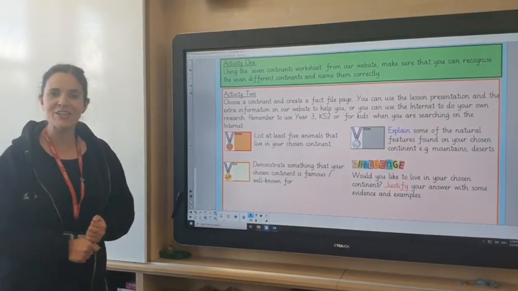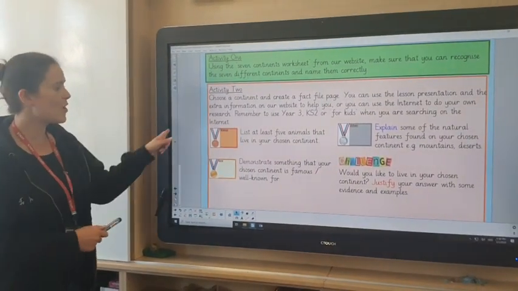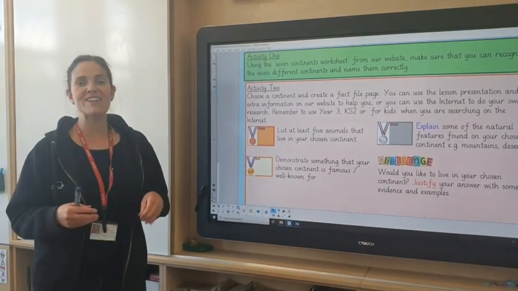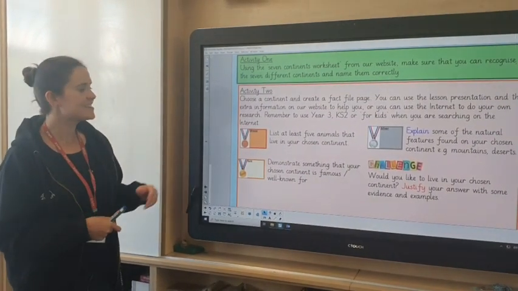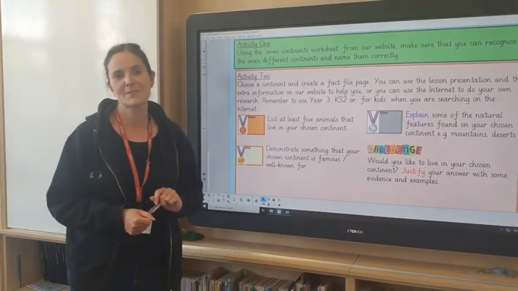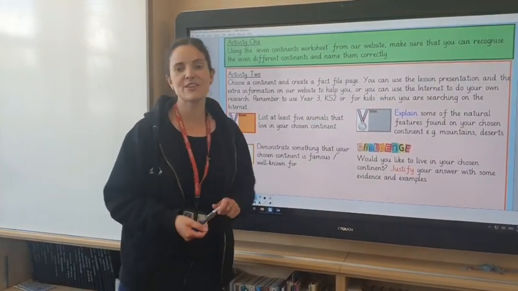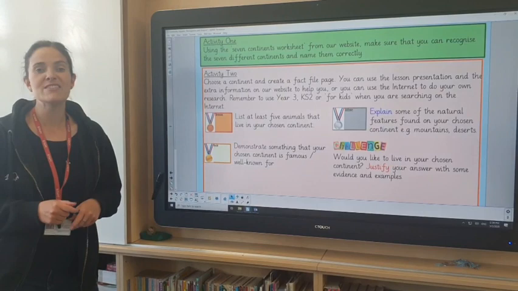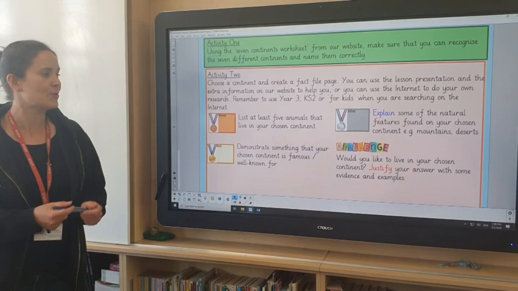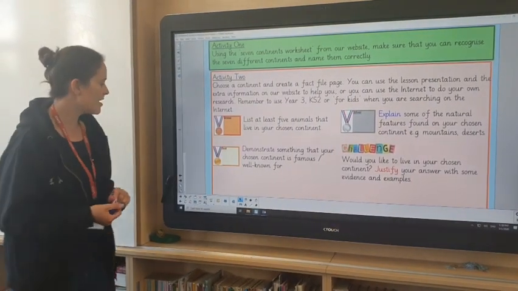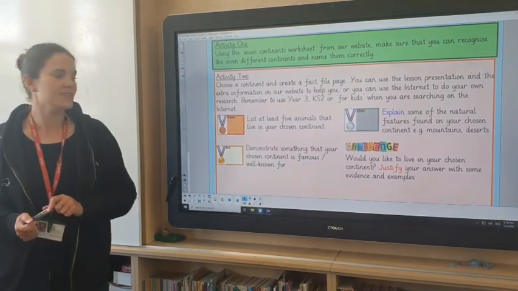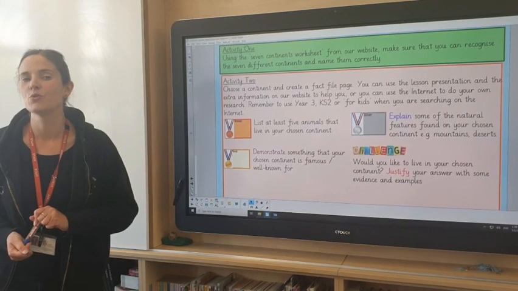There are 4 things that you need to do to create your fact file. I'm going to work through them like we're doing in class, bronze, silver, gold challenge. The first thing you need to incorporate somewhere in your fact file is a list of at least 5 different animals that live in your chosen continent. Once you've done that, for the silver, you need to explain some of the natural features that are found on your chosen continent. For example, mountains, deserts. For the gold, you need to demonstrate something that your chosen continent is famous or well known for.